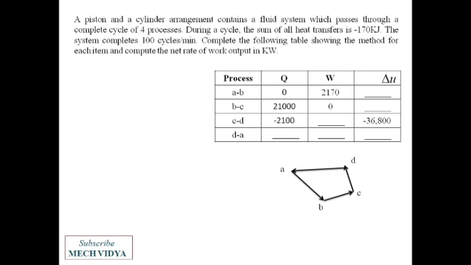Now we have to complete the following table showing the method for each item, and we have to compute the net rate of work output in kilowatt. So this is the table we have to find out one by one.